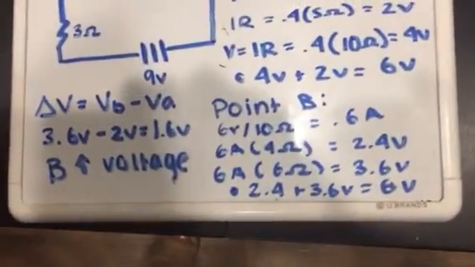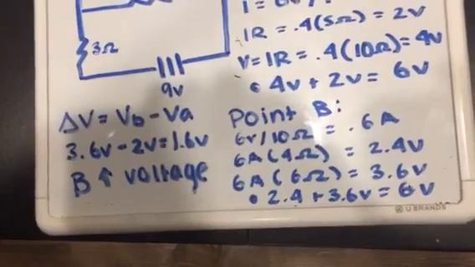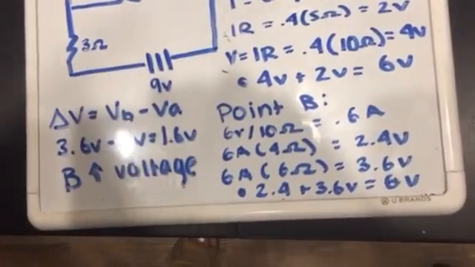The value of delta V equals VB minus VA, which comes out to be plus 1.6 volts.